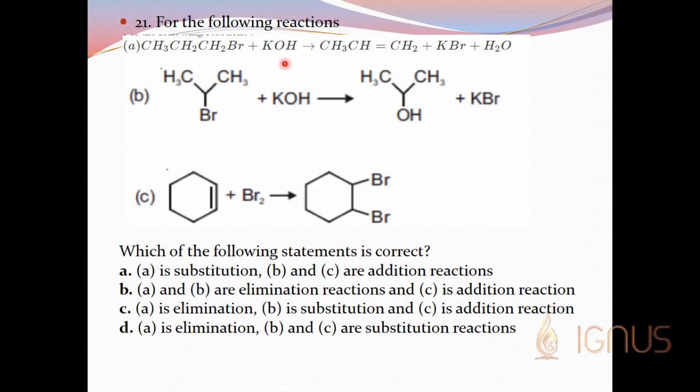Here they are given three reactions. You can see which of the following statements is correct. Option A is substitution, B and C are addition reactions. Option B, A and B are elimination and C is an addition. Option C, A is elimination, B is substitution and C is addition. Option D, A is elimination, B and C are substitution reactions. Try to find the best possible answer.